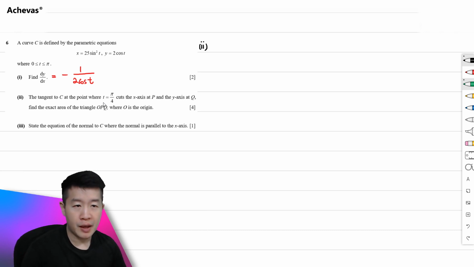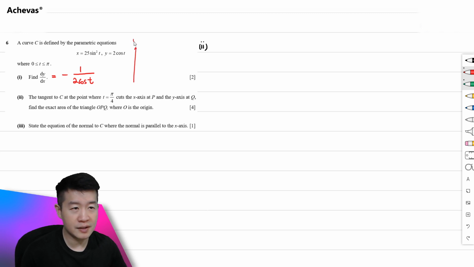In part 2, at the point where t is equal to pi over 4, the tangent is going to cut the x-axis at P and the y-axis at Q. We are supposed to find the area of the triangle OPQ. The scenario is something like this. So let's say this is the y-axis and this is the x-axis. So we have a tangent to the curve at the point where t is equal to pi over 4. It is at this point, and according to the question, this tangent is going to cut the x-axis at P and the y-axis at Q.